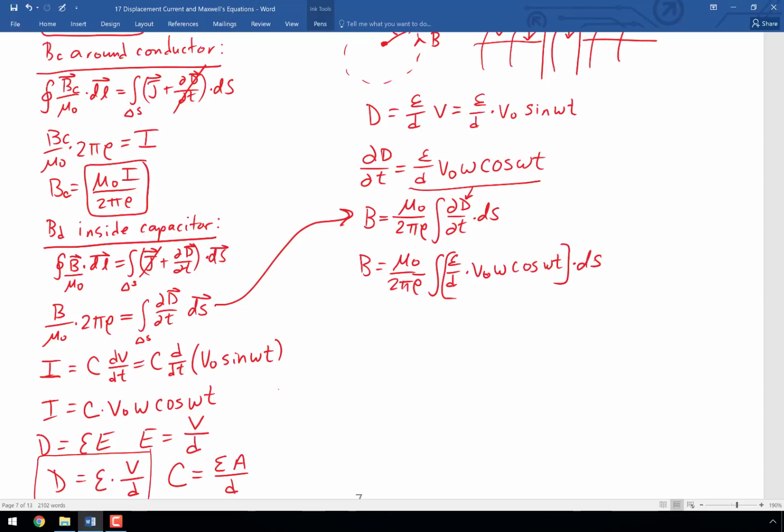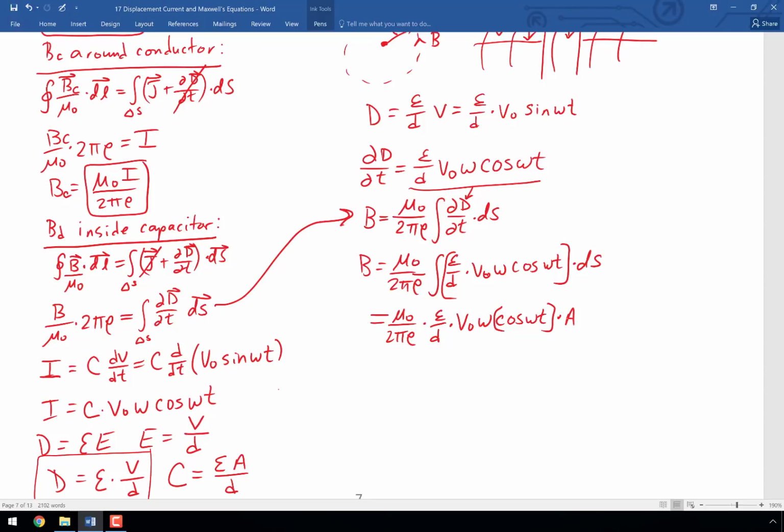But none of the things in the square brackets there depends on the surface area. So the surface area is just going to add an A term. When we integrate with respect to dS, we're just going to pick up an extra A. So we got a lot of constants here. Mu sub 0 over 2 pi rho times epsilon over d times V sub 0 times omega times the cosine of omega t, and then times A from that surface integral.